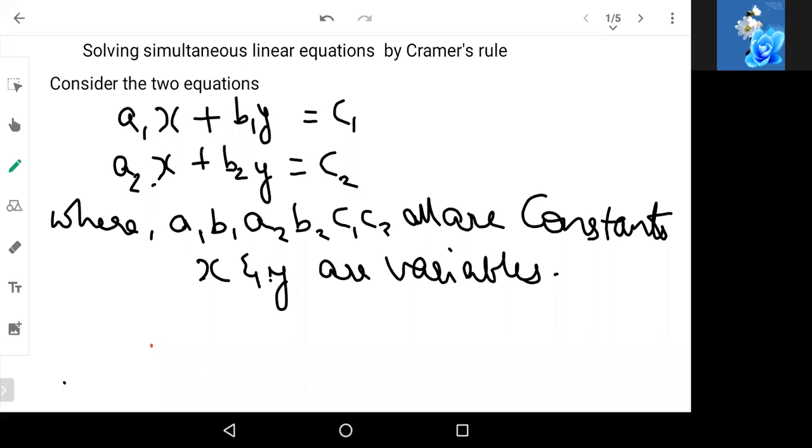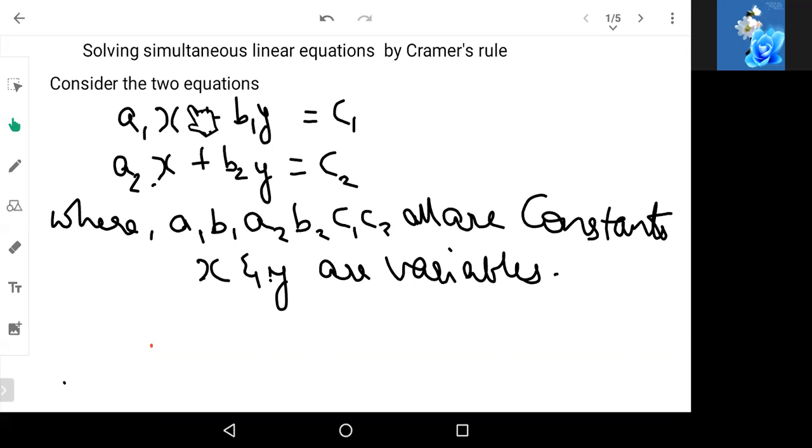Let us understand what is this Kramer's rule. There are certain number of steps that you'll have to understand, and then we shall go to the problems. We are considering two equations, ax plus by. These are linear equations. What are linear equations? Linear equations are where the degree of the equation is 1. The power of x and the power of y will be 1. You will not have square and cube and all that.